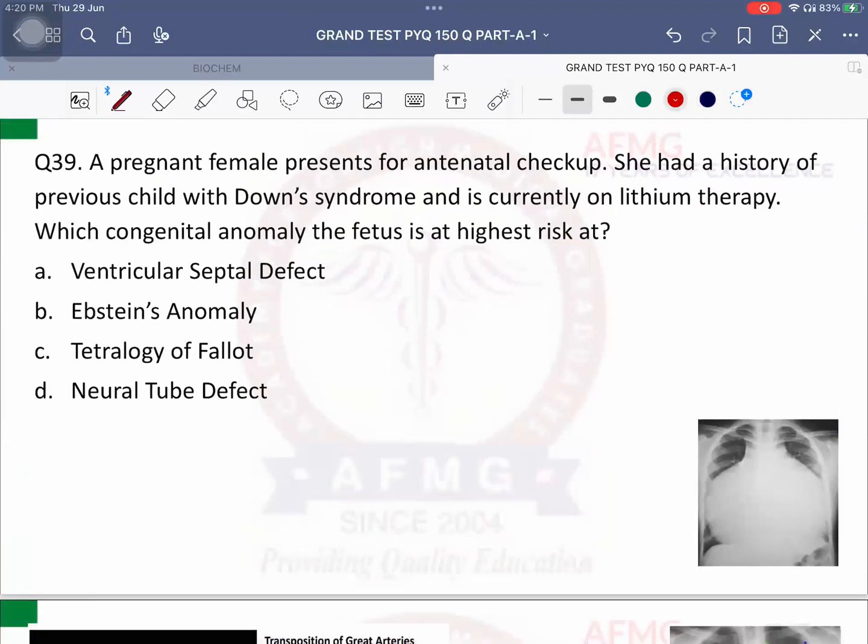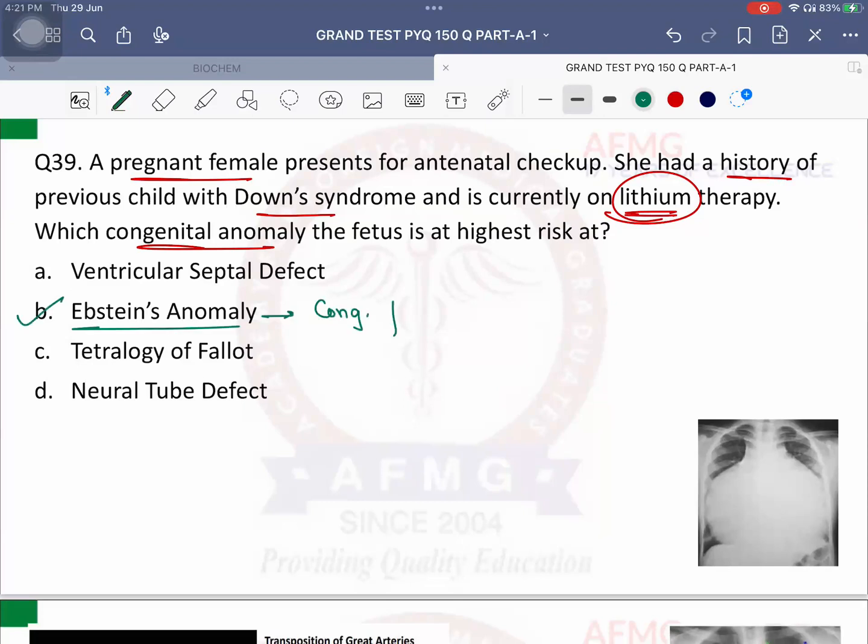Question number 39. A pregnant female presents for antenatal checkup. Easiest question again. She had a history of previous child with congenital anomaly and is currently on which therapy? Lithium therapy. Which congenital anomaly? Answer is Ebstein's anomaly. Ebstein's anomaly is nothing but congenital tricuspid atresia. That means the tricuspid valve on the right side of the heart is not properly formed. Okay, that is congenital tricuspid atresia.